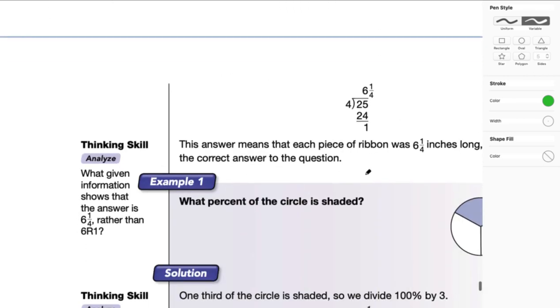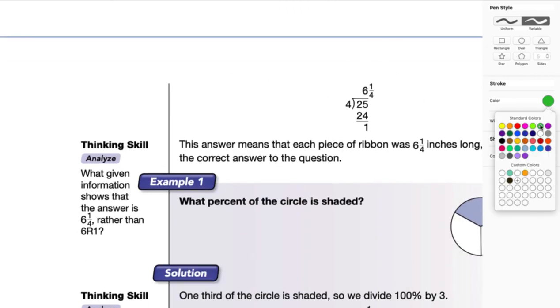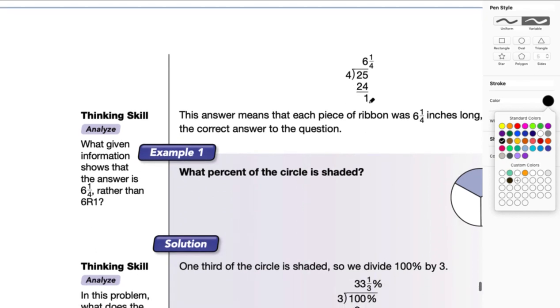So that's what our text is talking about here. That's what they're showing us, that when we get a remainder of 1, instead of just leaving it out there and saying it's a remainder, we're going to show that that's really 1/4 of a whole if we completely divide that 25 up.